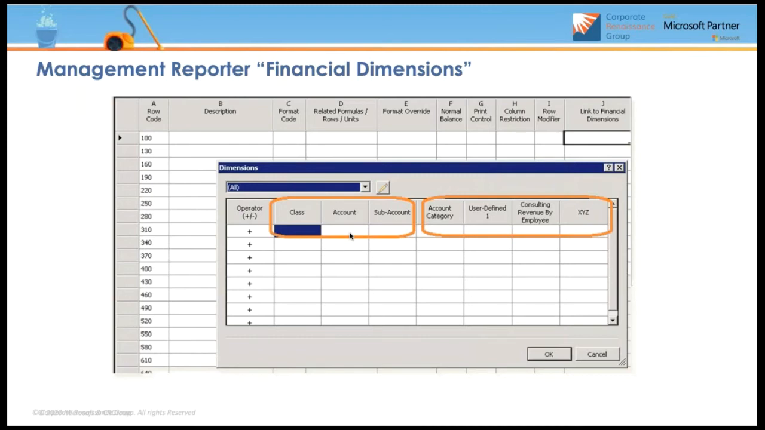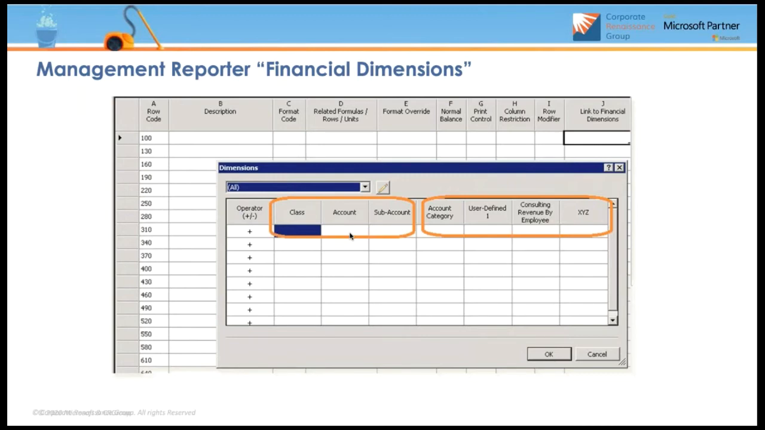On the right side, I'm pulling in some other pieces. What are these other pieces? Well, the account categories there came right off the GL account card. User defined 1 is there from the GL account card. And then consulting revenue by employee and XYZ are analytical accounting codes. But if I'm Management Reporter and I look at it, they're just all financial dimensions. Management Reporter doesn't really care if it came off the account card or it came from analytical accounting. It just wants to know, hey, I stored this information on the transaction.